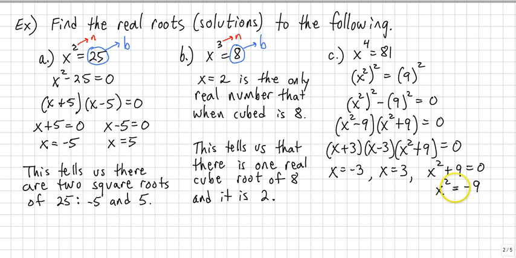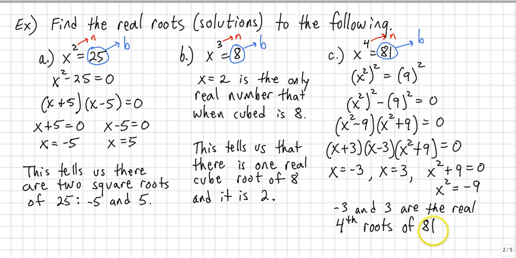So what I now see, since I had x to the 4th equals 81, remember this is our n, and then this is our b from our definition. So this equation is basically having us find the 4th roots of 81. Well, we got two solutions, negative 3 and positive 3. So both of those are 4th roots of 81. And then this other one, x squared plus 9 equals 0, had no real solutions. So it turns out there's two 4th roots of 81 that are real numbers. So negative 3 and positive 3 are the real 4th roots of 81.